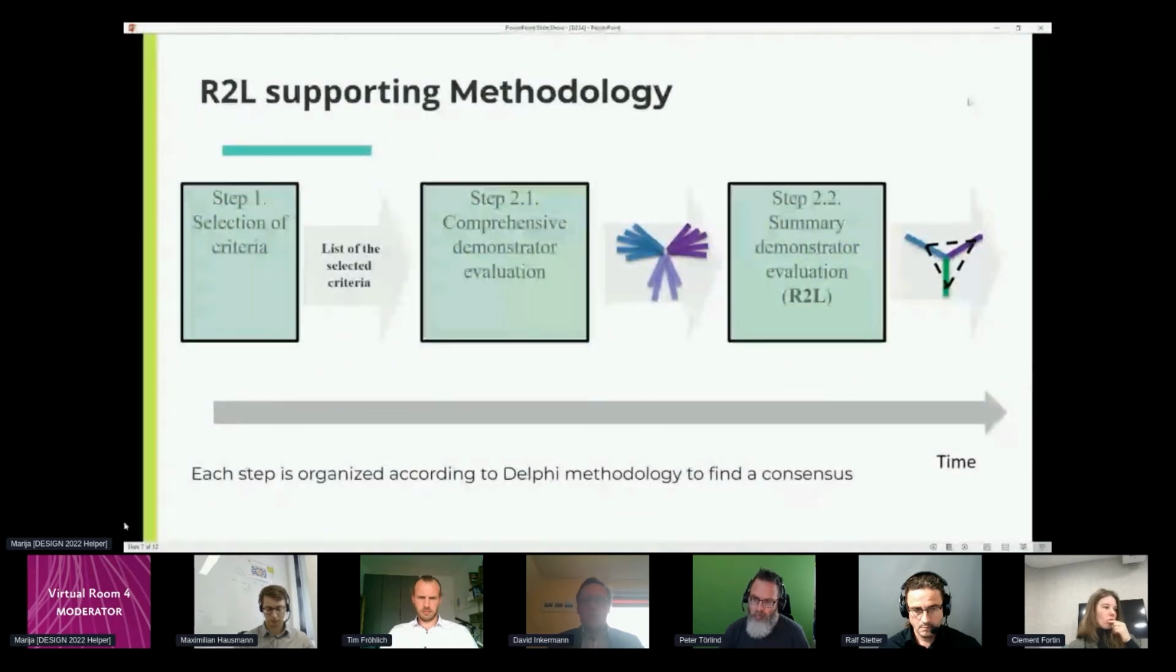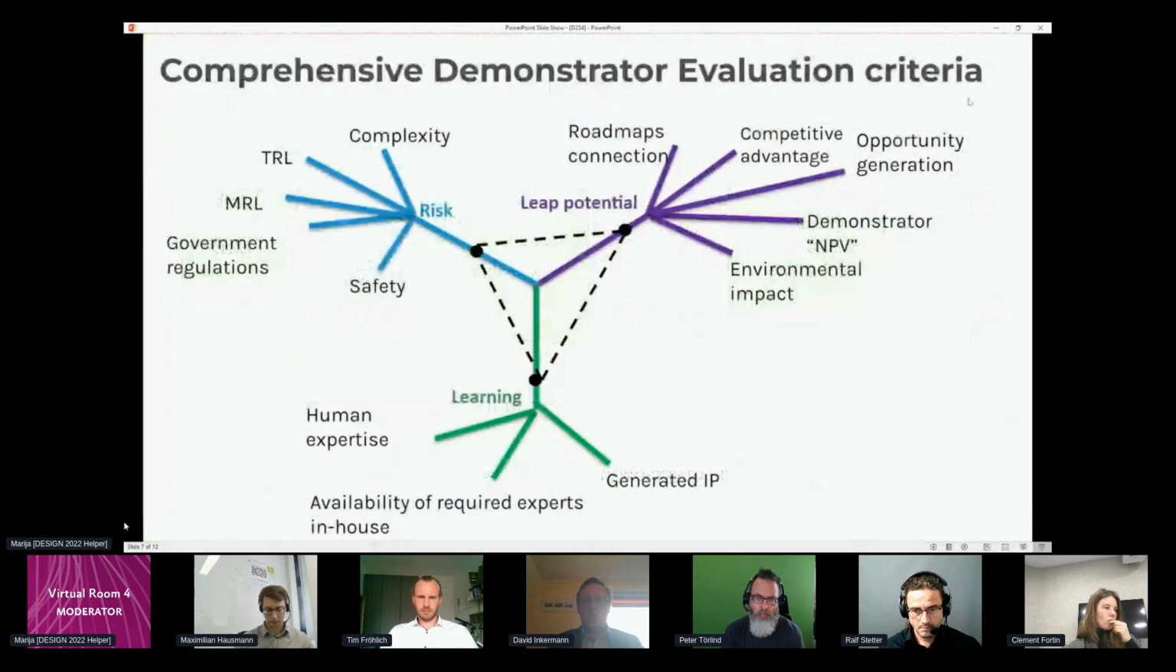The RITUAL supporting methodology starts with the selection of criteria, then comprehensive demonstrator evaluation, and is summed up by applying RITUAL. That's an example of comprehensive demonstrator evaluation criteria list, which are grouped here by RITUAL. For example, demonstrator NPV relates to the leap potential group.